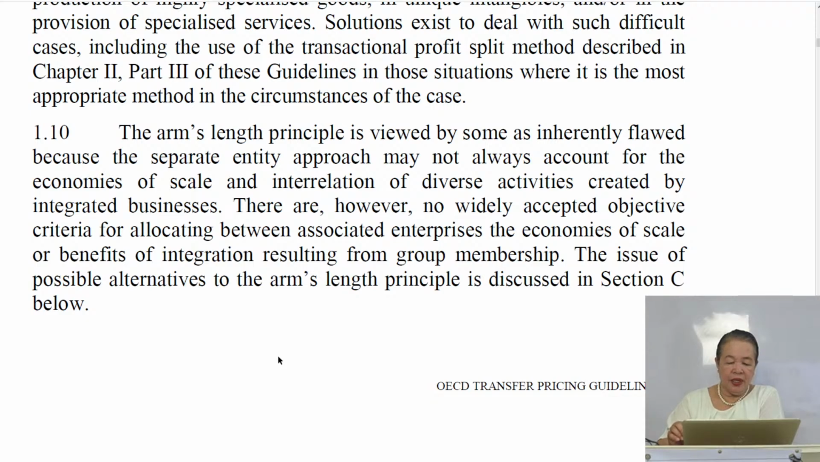So no widely objective criteria for allocating between associated enterprises the economies of scale or benefits of integration resulting from group membership. Member ka lang sa group is already an intangible. You are only a member of the group, sikat ka na. Parang may competitive advantage ka na over doon sa iba na hindi member of the group. No? So the issue of possible alternatives to the arm's length principle is discussed in section C. No?